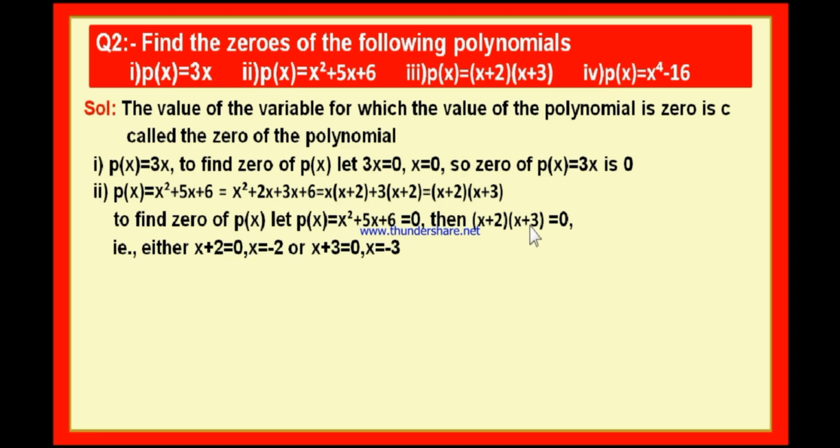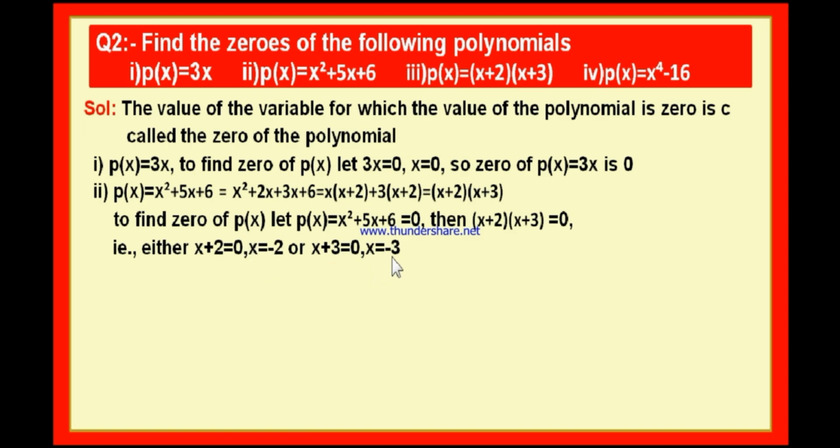Or if the second value is 0, that is if x plus 3 is 0, then x is equal to minus 3. That is, there are two x values. One is minus 2 and the second is minus 3. If you substitute x is equal to minus 2 in the given quadratic polynomial, you will get the total polynomial 0. And again if you substitute x is equal to minus 3 in the given polynomial, it will become 0. You can try.